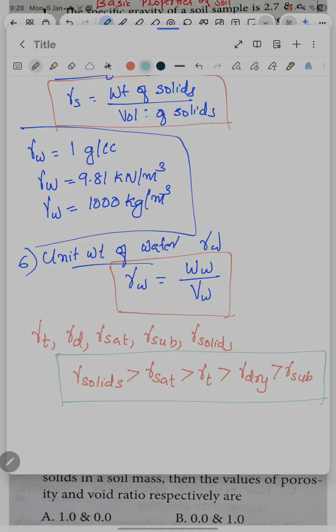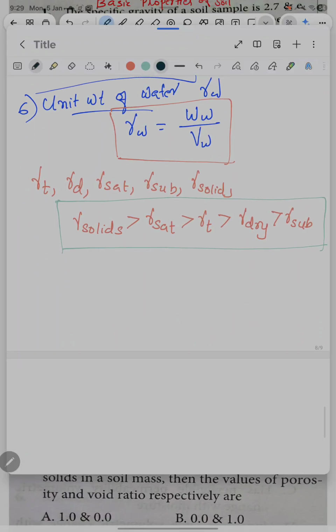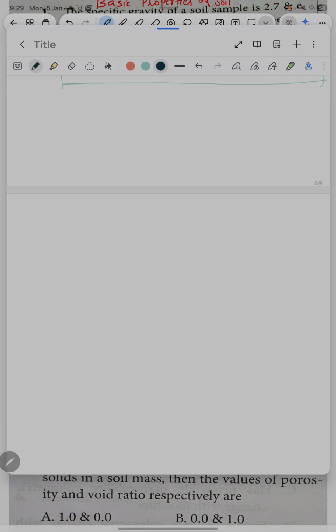So here we discussed almost all the topics in the initial part. Next, some important equations we want to write. Study these equations, then only you can solve every problem coming from this side. First is volume of solids.